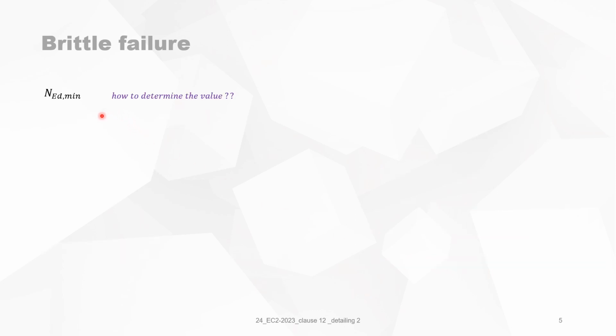We will now just have some words about NEd,min. How can we determine this value? Let's suppose that we are in compression. That's the first case. Then we know NEd,min is negative, and NEd,min must be larger than minus 0.5 Ac fcd. So this is sometimes a little bit confusing. That's why I prefer to say that the absolute value of NEd,min must be smaller than 0.5 Ac fcd. But anyway, this is the correct formulation.